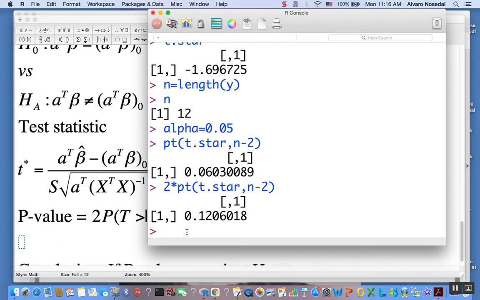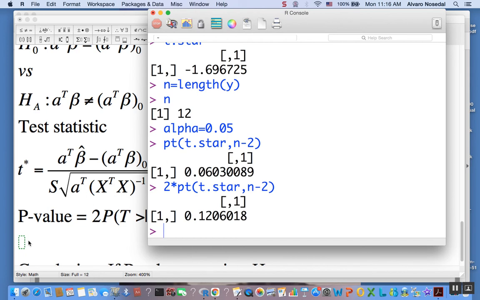12%. Okay, so your conclusion is that you fail to reject. You don't have enough evidence to claim that these two means are different. Okay, so that would be your conclusion.